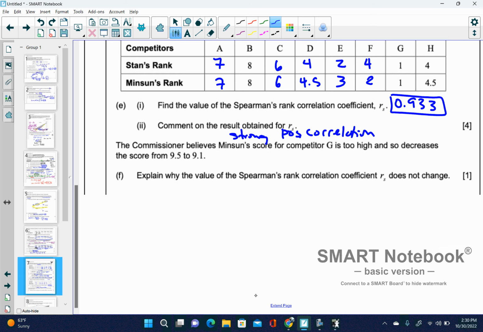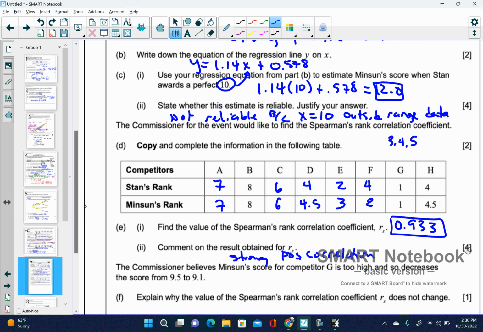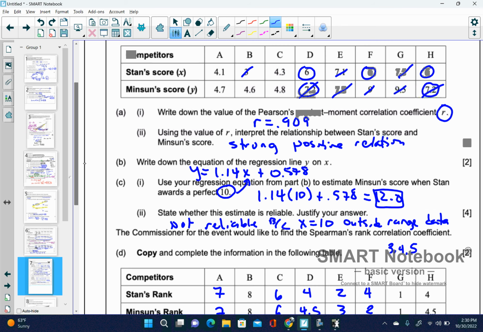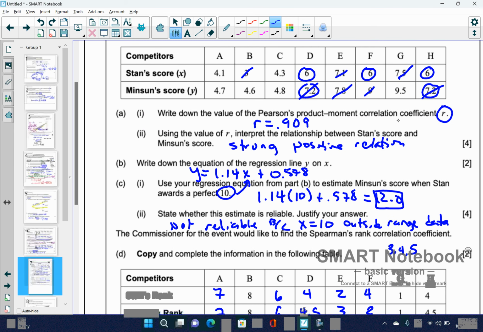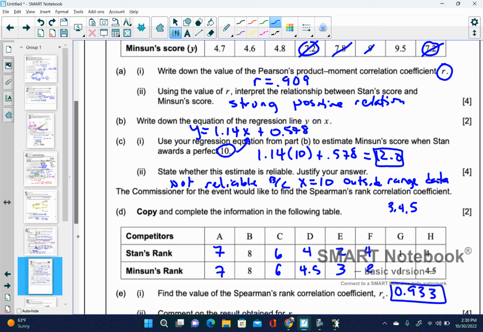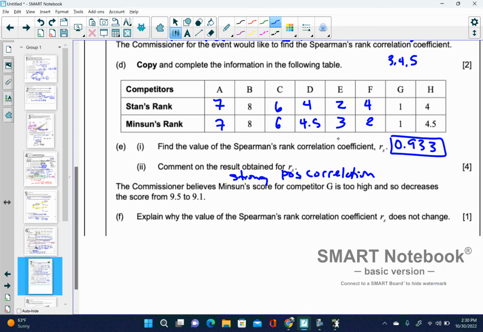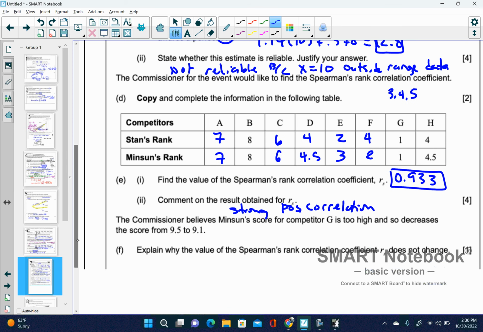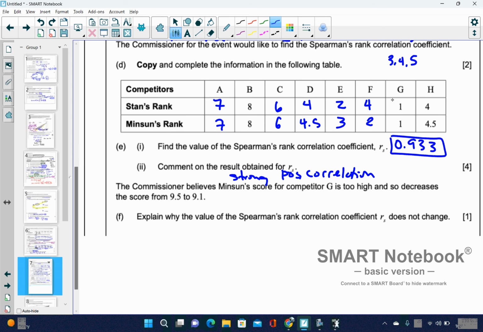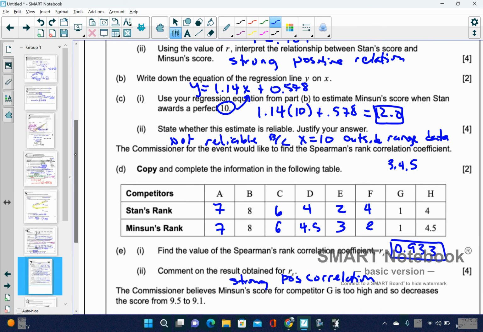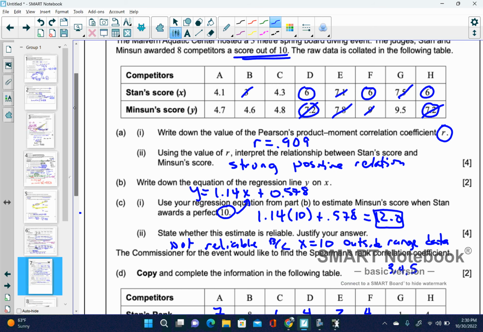Part F. The commissioner believes Minson's score for competitor G is too high, and so decreases the score from 9.5 to 9.1. So let's take a look at that. So 9.5, here's Minson's, right? That was already the highest number. That was slot number 1. It doesn't matter, because the next number after 9.5 is 9, so even if you decrease this, it's still going to be in first position. It's still the highest rank.